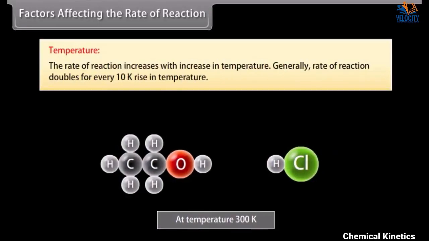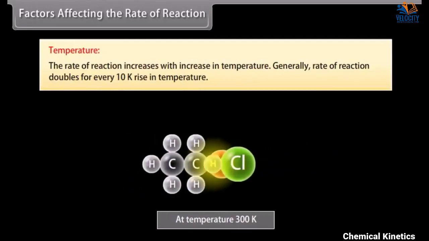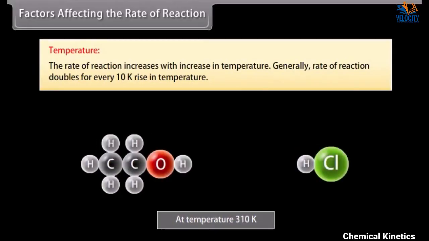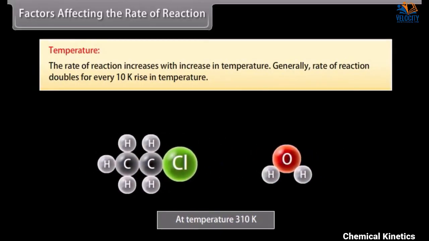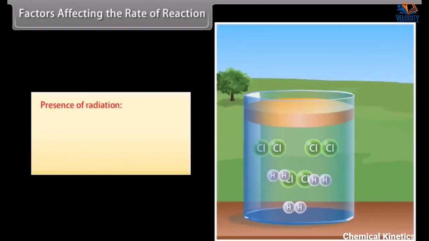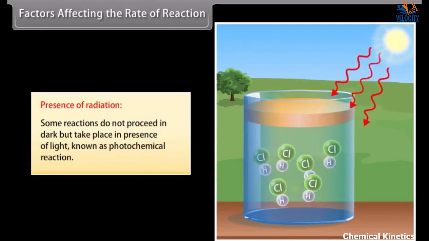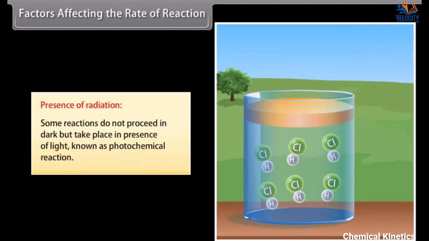Temperature. The rate of a reaction increases with an increase in temperature. Generally, the rate of a reaction doubles for every 10 Kelvin rise in temperature. Presence of radiation. Some reactions do not proceed in dark but take place in the presence of light, known as photochemical reaction.